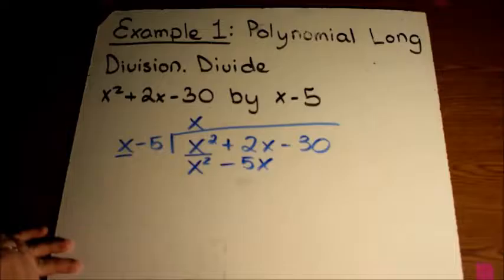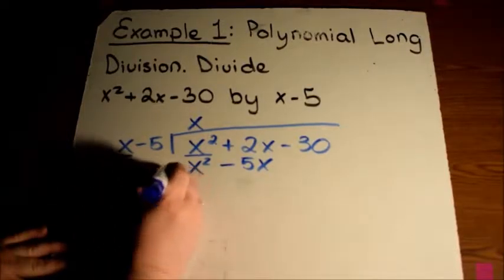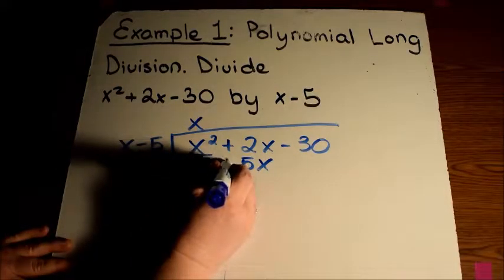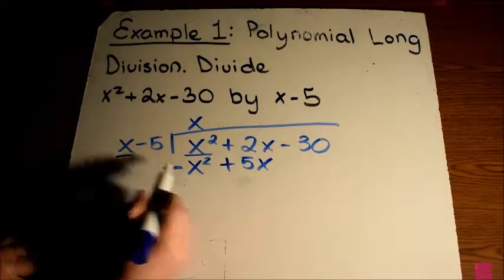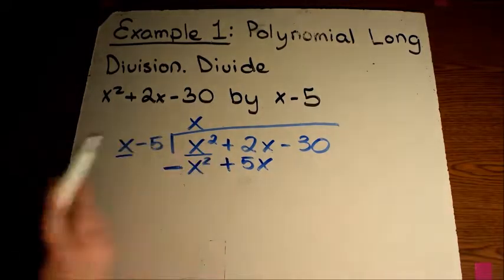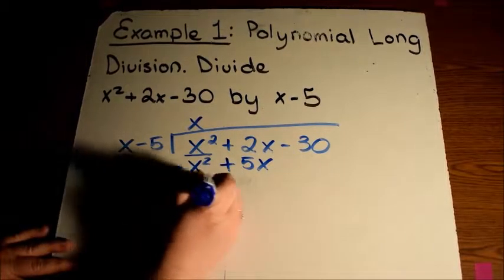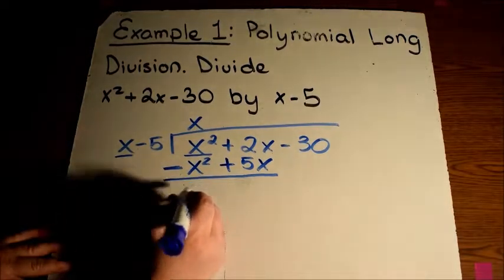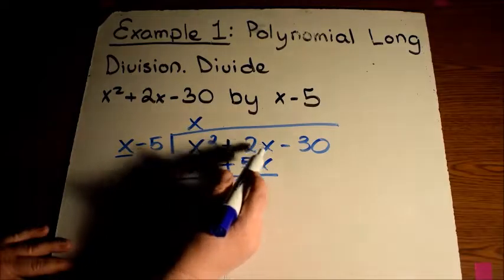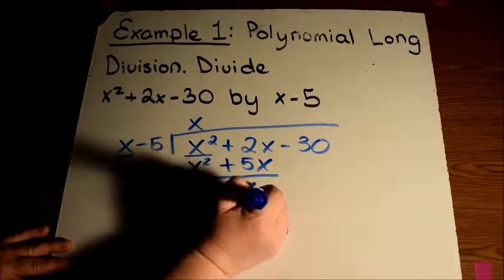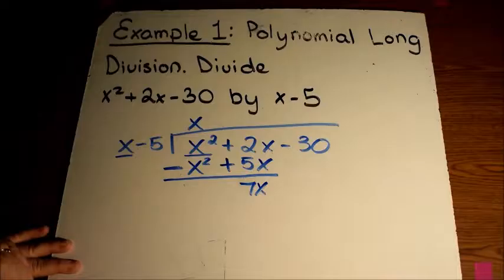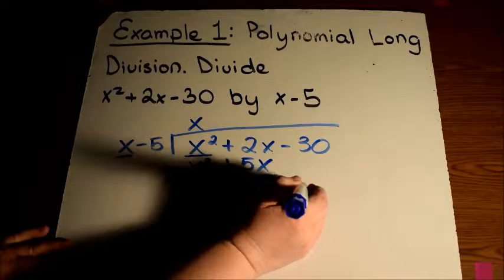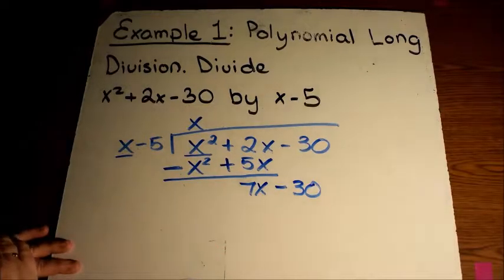The next person we need to think about is sister, so subtract. So change each of the signs. This was positive, we made it negative. This was negative, we made it positive. And now add these things together. So x squared minus x squared, that's 0. I'm not going to write anything there. 2x plus 5x is 7x. So now we bring down, we think of brother, and we bring down our last term. And we start the whole thing over again.